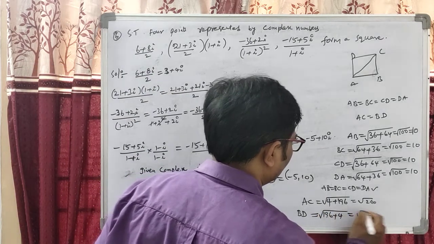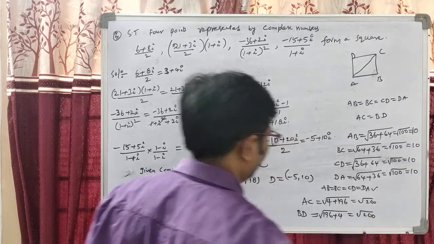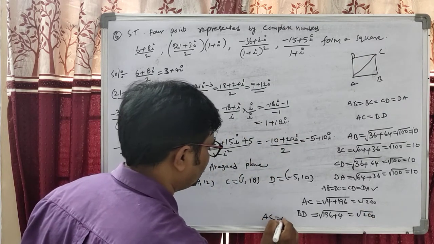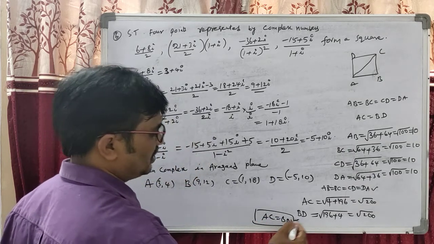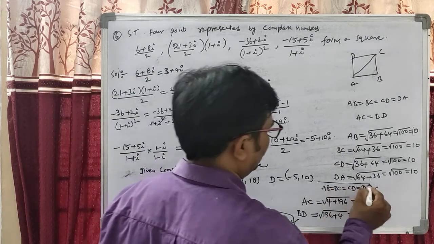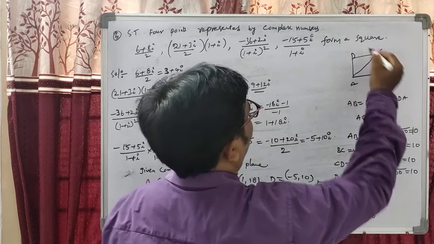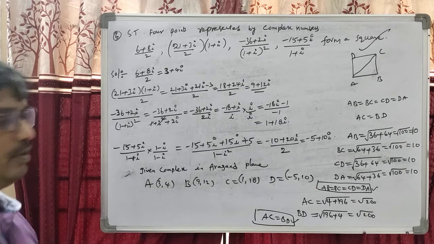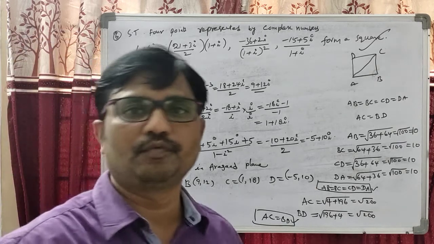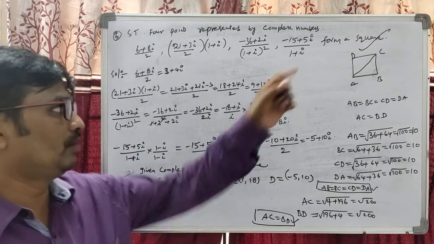So students, this is also root of 200. Therefore, AC is equal to BD. Diagonals are equal and all sides are equal. So the given points form a square.